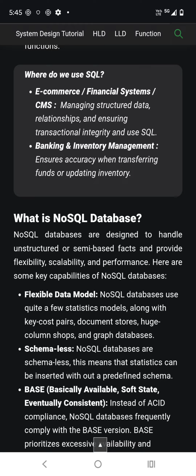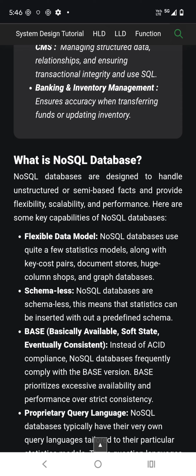So whenever we want to store unstructured or semi-structured data, for example video or audio files, Excel files, Word files, or some blog information, or on Twitter where people post tweets, we cannot store this kind of data in a relational database. That is why we need a NoSQL database.